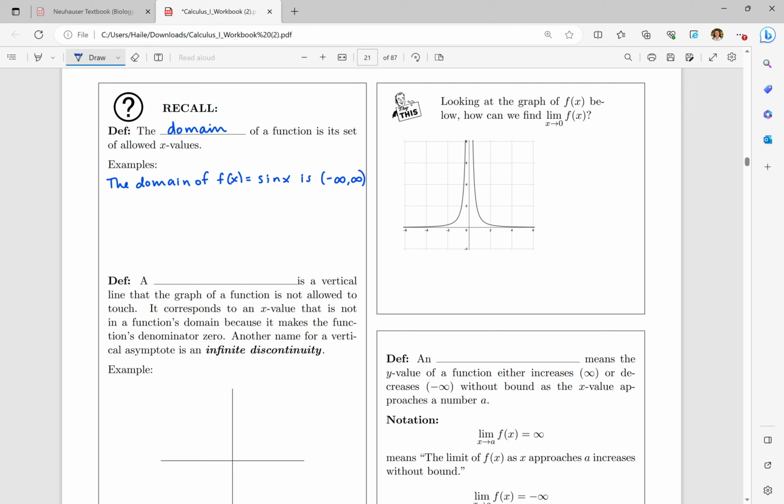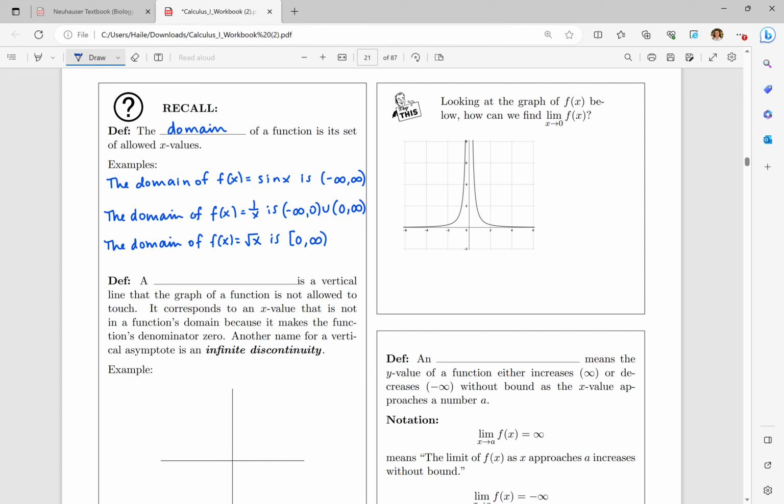to infinity. The domain of f of x is equal to 1 over x is everything except for 0, because 0 would make the denominator 0. So we'd say negative infinity to 0 union with 0 to infinity. And then we could also say the domain of f of x is equal to the square root of x is everything 0 or bigger. So we could say 0 to infinity.